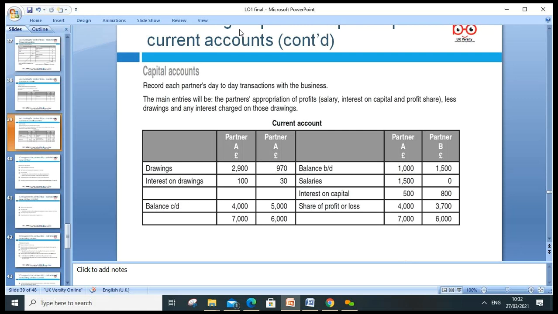It is an expense for the partner, and it will show on the current accounts. Is drawings taking part of their profit? No, drawing means they draw money from the business for personal use, withdrawing a portion of their capital if they want money for personal use.